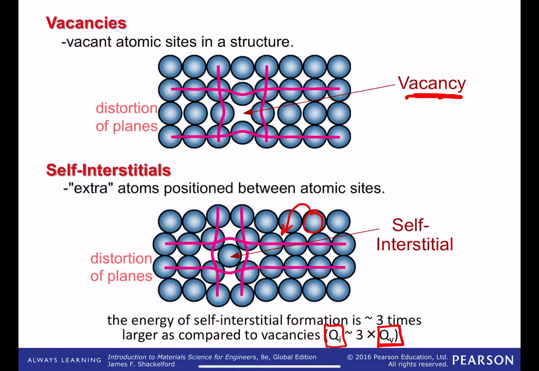And so for that reason, as you can see here, these are much less likely. And note here that we're putting threefold the activation energy in the exponent of our previous equation. And so it has large impacts on the actual number of vacancies that are due to self-interstitials. Those are very, very rare as a consequence.